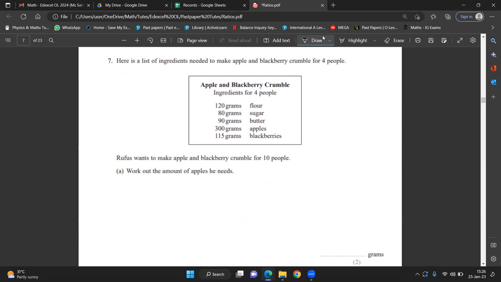Okay, here is a list of ingredients needed to make apple and blackberry crumble for four people. Siddharth, you have to stop talking. Okay, stop talking.